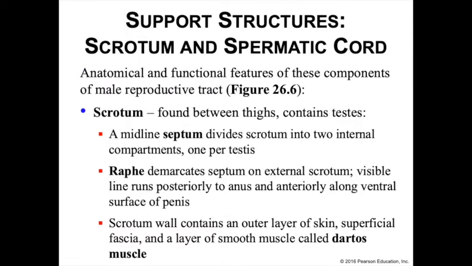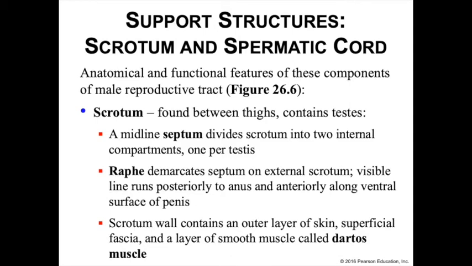Now, looking at things that aren't necessarily part of that reproductive pathway, but they do help to support all those structures. So the scrotum is basically a supporting structure for the testes. The raphe is going to be a visible line that indicates where the connective tissue separates the left and right testicle. And then we have a couple of muscles surrounding the entire testes helping to support them.